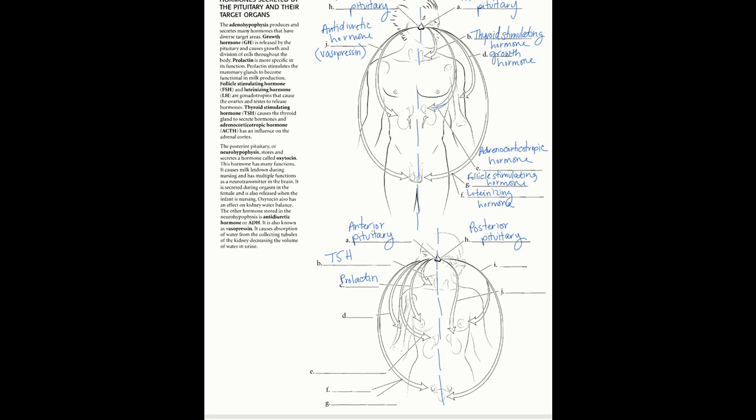But we still have the remainder of these hormones that are staying the same, which is growth hormone, and adrenocorticotropic hormone, and then follicle stimulating hormone is G, and luteinizing hormone, which is F.